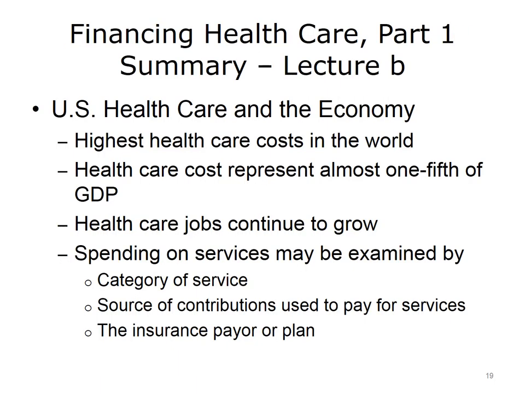This concludes Lecture B of Financing Healthcare, Part 1. In summary, the U.S. has the highest healthcare costs in the world and spends close to one-fifth of its gross domestic product on healthcare. The good news is that the healthcare job market is consistently strong, and growth rates are often double those of other economic sectors. National healthcare expenditures can be examined by category of spending, contributor, and payer. Health insurance is an important factor in healthcare spending in the U.S.